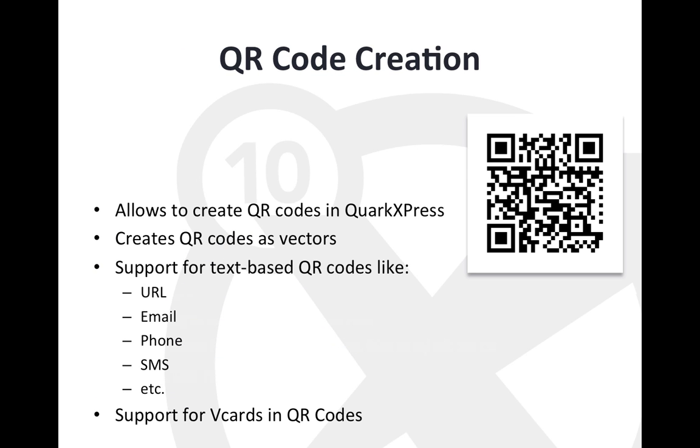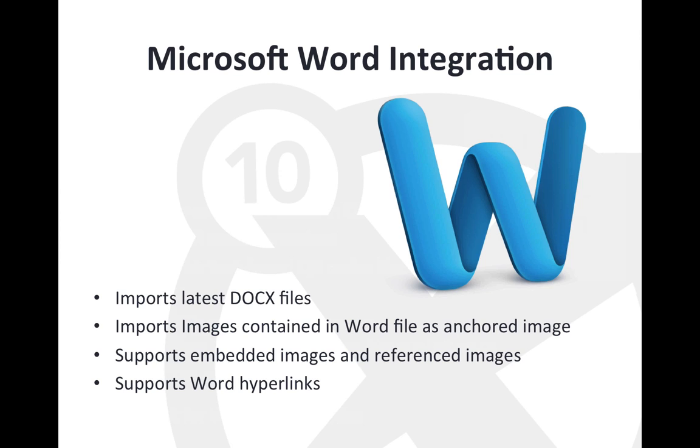And then QR codes are reasonably common now. There's lots of good online tools for creating them, including creating EPS PostScript versions of those. We decided that we would make it even easier, and so we've added in a feature in QuarkXPress 10 that enables you to create QR codes directly inside of QuarkXPress. It creates those as vector objects, which means you can go and color and style them. And we have support for text-based QR codes like web addresses and SMSs, as well as for vCards in QR codes.